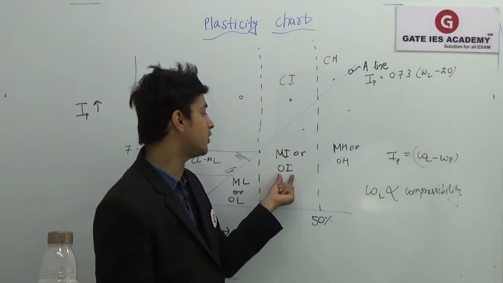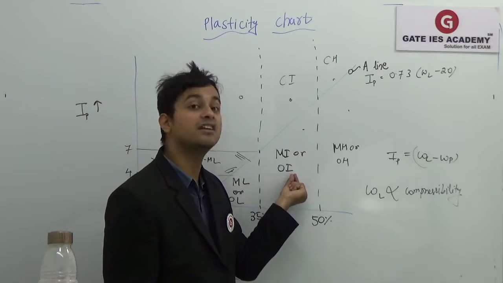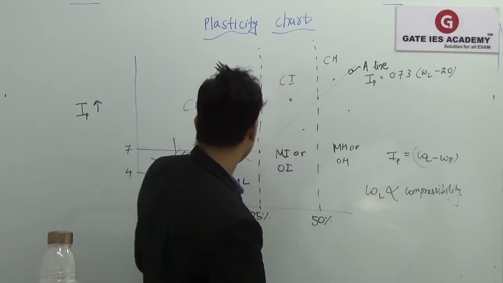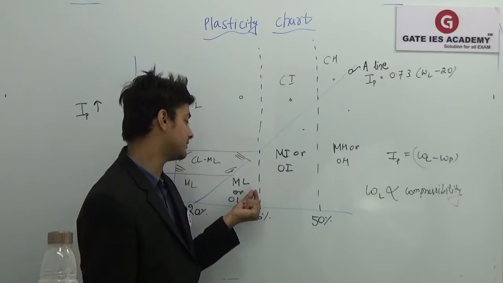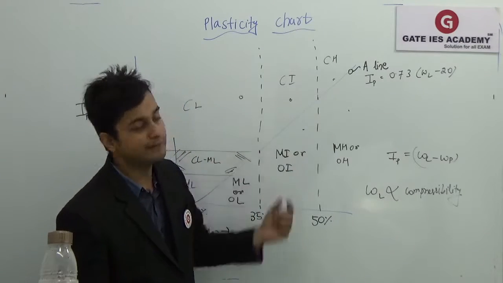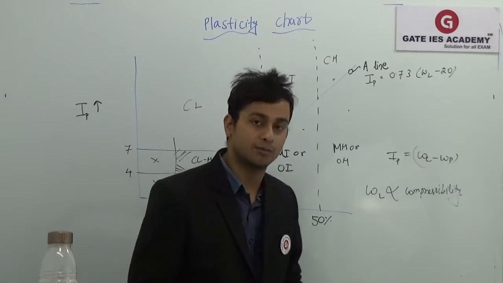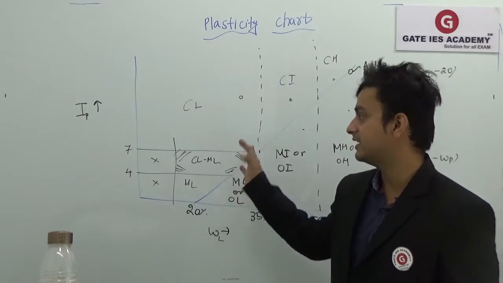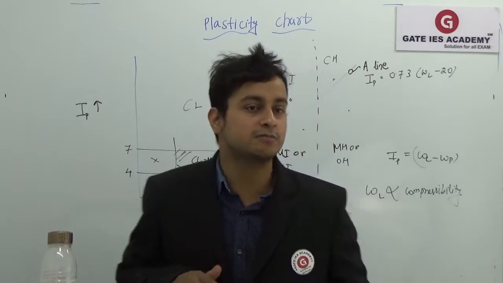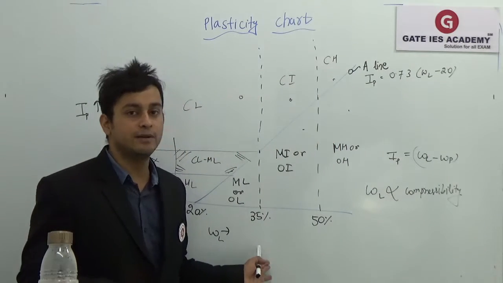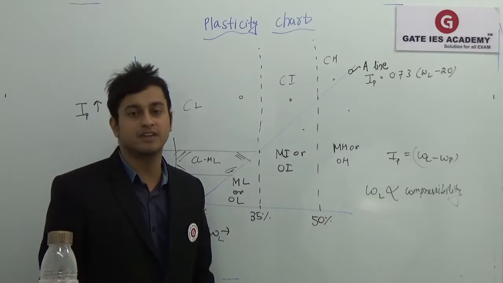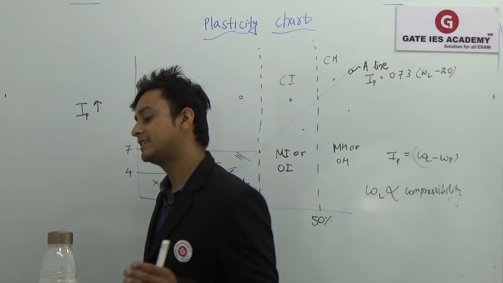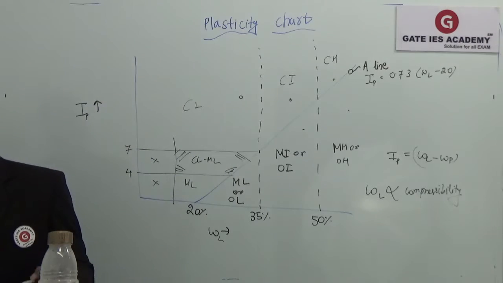This is nothing but organic soil of intermediate compressibility. This is organic soil of high compressibility. This is silt of low compressibility. L means low, I means intermediate, H means high compressibility. And M is nothing but silt, O is organic material, and C is clay. So I hope you understood this plasticity chart. This is very, very important. We'll solve a few problems on this. Then we'll get to know about the basic plasticity chart. So let's move on and take a few problems.